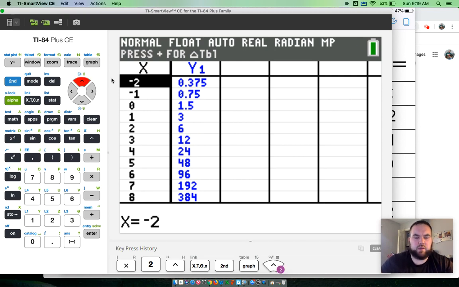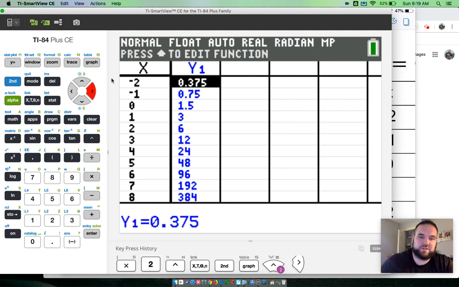Now I know that I would like to have negative 2 to 2, is usually what we work with. You'll see here that negative 2 is 0.375, which isn't going to be super easy to graph, but we're just going to do the best that we can.